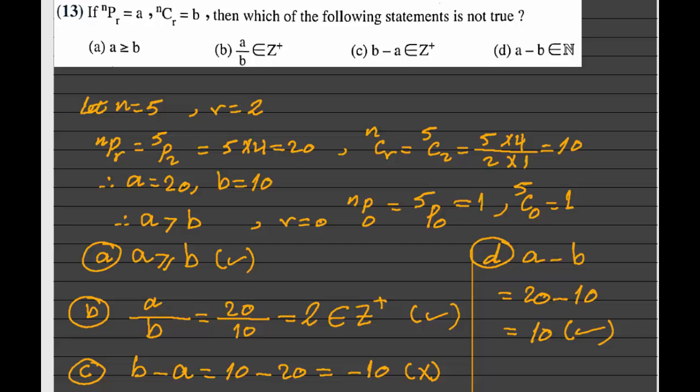So which of the following statements is not true? We choose letter C. So NCR minus NPR belongs to Z positive is not true.